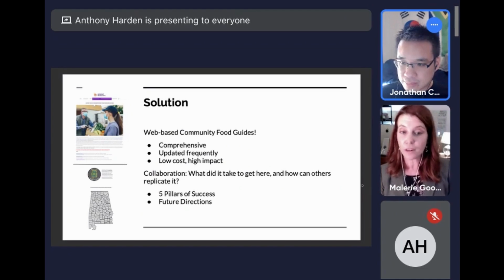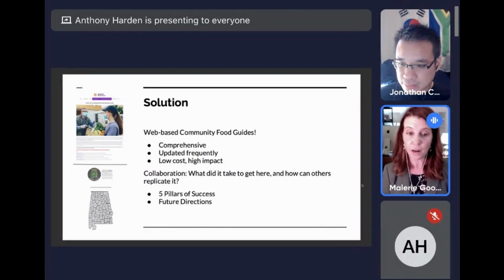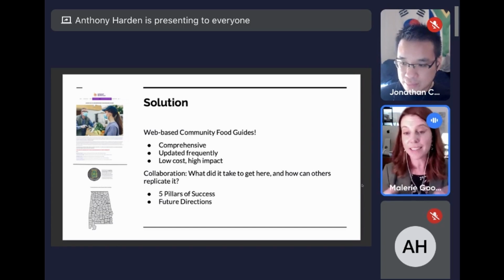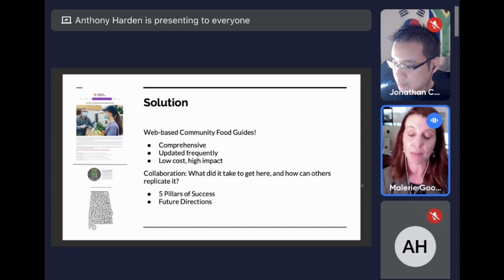So moving forward, we're going to be walking you through what our collaborative efforts between the Food Policy Center and the Hunger Solutions Institute have identified as 5 pillars of success, as well as where we plan to take this moving forward as we attempt to scale it out and make it accessible to other communities.